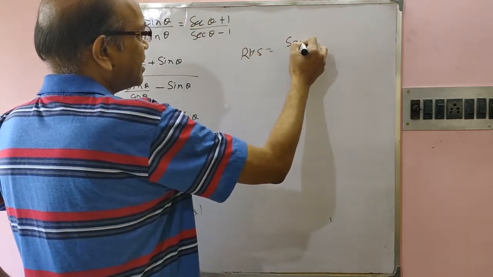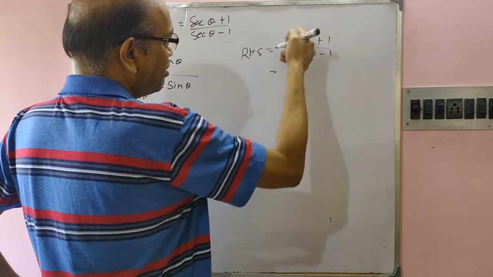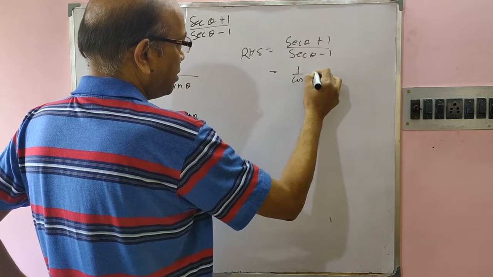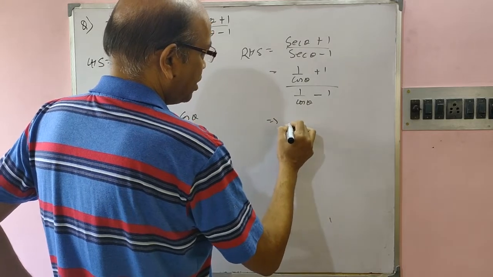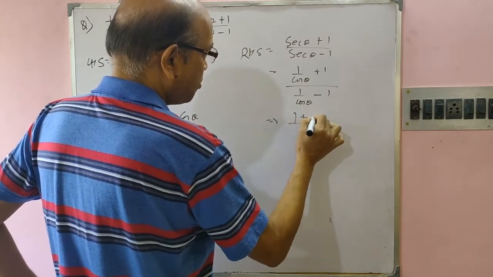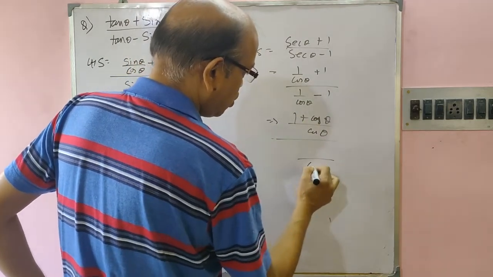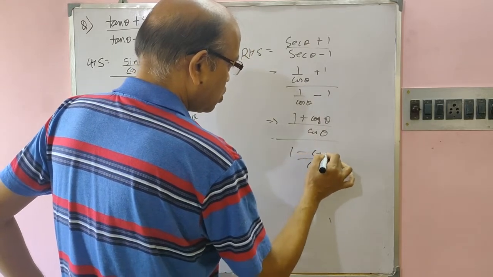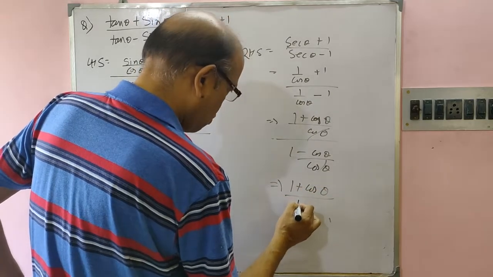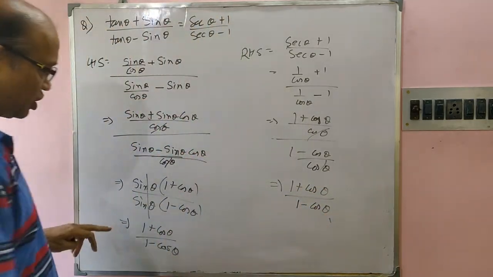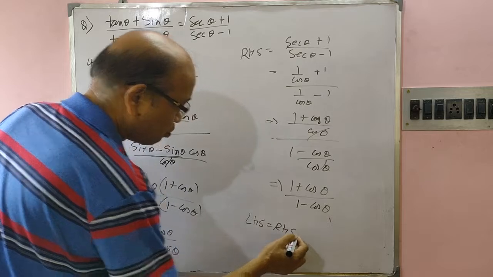Sec theta plus 1 by sec theta minus 1. Convert sec theta to cos theta. (1 by cos theta plus 1) by (1 by cos theta minus 1). Then cos theta (1 plus cos theta) by again cos theta (1 minus cos theta). It gets cancelled out. So I get (1 plus cos theta) by (1 minus cos theta). LHS is equal to RHS. Proved.